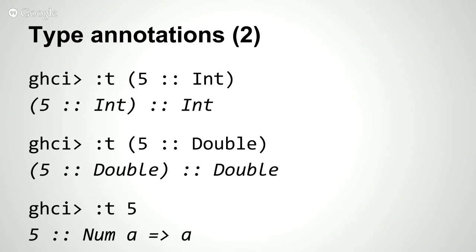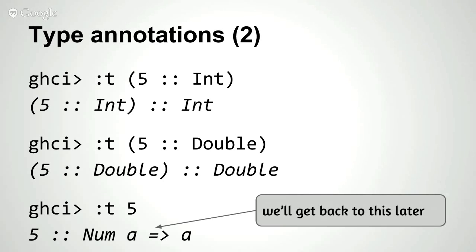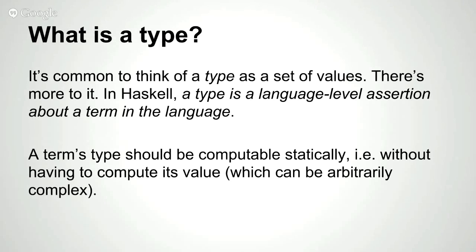If you leave it untyped at GHCi, then you see Num a, fat arrow a. That fat arrow is not the same thing as the arrow that you see in a function type. That's saying that if a is of the class Num, then 5 inhabits that a. So it's saying I've got some kind of number type and I don't know what it is. And we'll get back to that later.